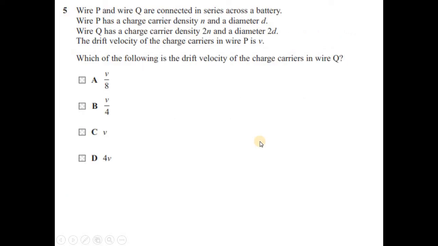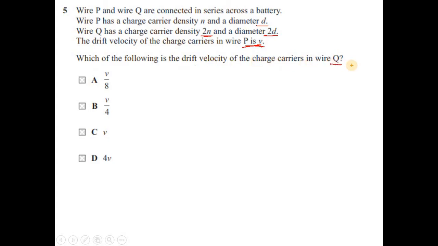Question number 5. Wire P and wire Q are connected in series across a battery. Wire P has a charge carrier density N and a diameter D. Wire Q has a charge carrier density 2N and a diameter 2D. The drift velocity of the charge carriers in wire P is V. Which of the following is the drift velocity of charge carriers in wire Q?